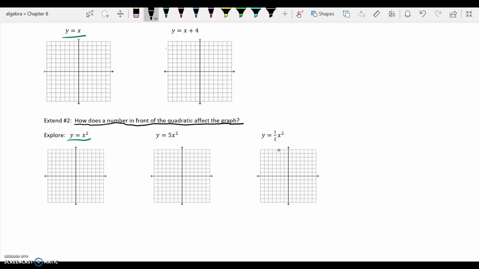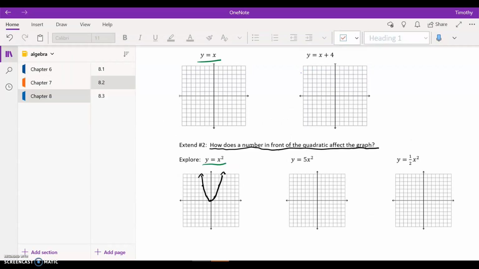How does a number in front of the quadratic affect the graph? So try and think about what that number is doing to your parabola. Is it making it smaller, bigger, wider, whatever it may be? So think about your graph and what it's doing to it. I went ahead and put the parent graph in here for you because we've done it already. But don't forget, x squared is your parabola. If you guys have any questions over this last page, please let me know.